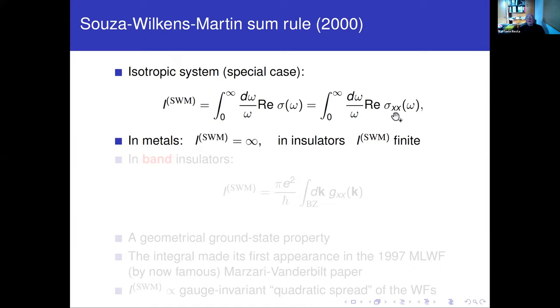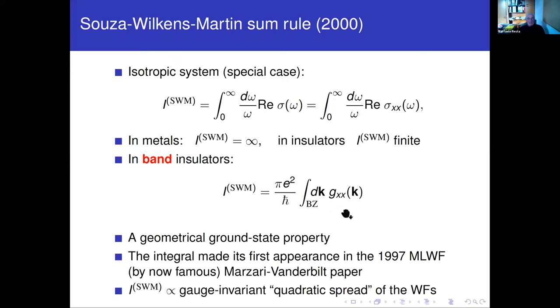You have to measure the conductivity of these insulators as a function of omega. As a matter of principle, you have to integrate. But finally, this is a ground state property. It's just a Brillouin-zone integral of the quantum metric. And some of you know that this metric enters the theory of the Marzari-Vanderbilt localization functional, the very famous 1997 paper.